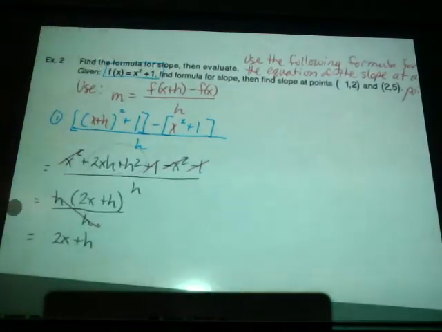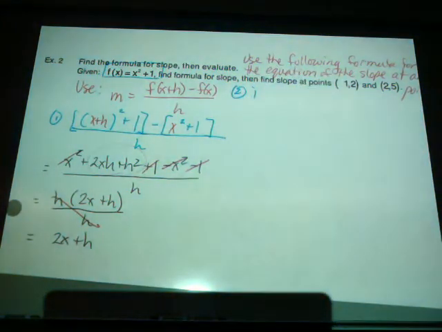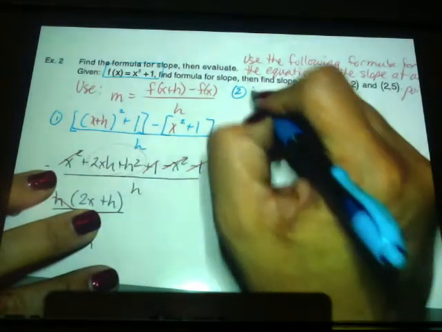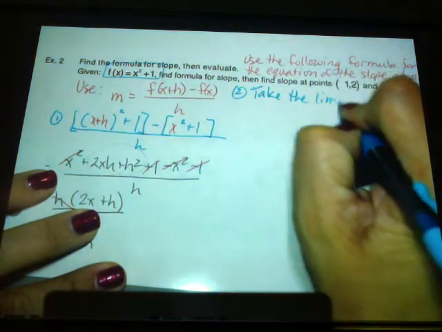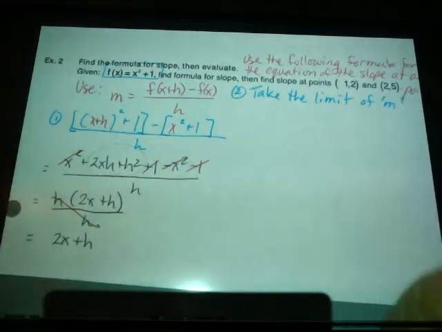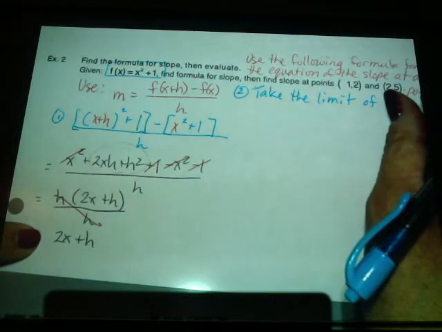And then, didn't we find the limit of the function as h approached 0? Okay, so we're going to do the same thing. So step 2, you are going to take the limit, and by the way, this is going to represent our slope formula, but I'm going to write it a little differently. So you're going to take the limit of m, because we just derived, by the way, you just derived your slope formula. So you just performed a derivative.